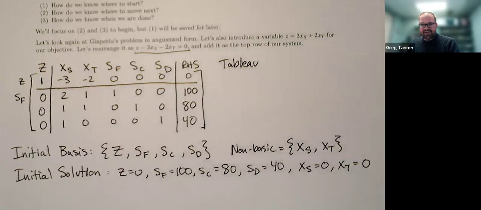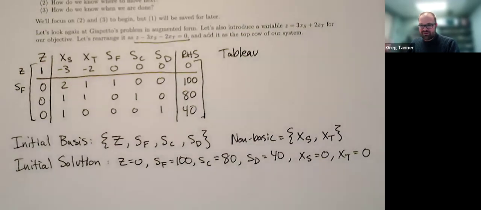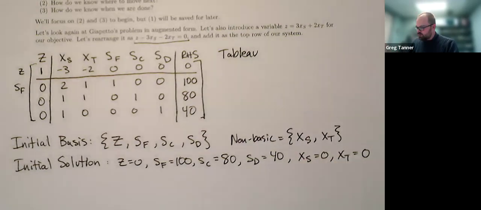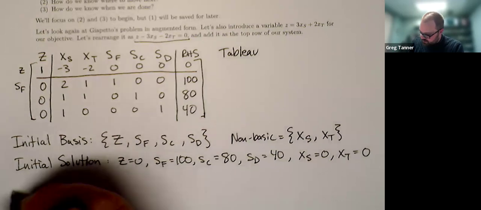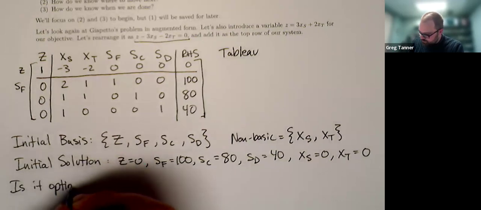Next question: is it an optimal solution? We know, because we've solved this problem graphically, that it's not. This corresponds to the origin in the original variables. It's not optimal, but how do we know that? Well, let's look at our objective. So is it optimal?